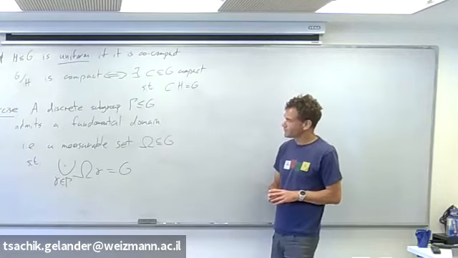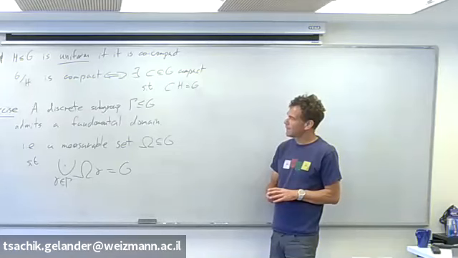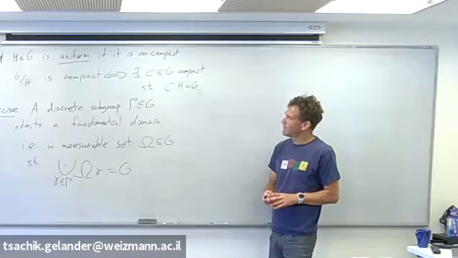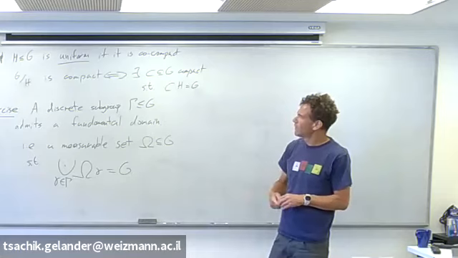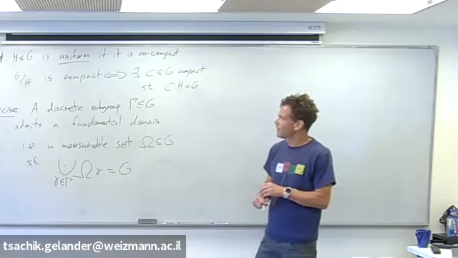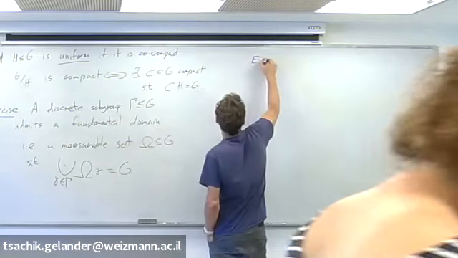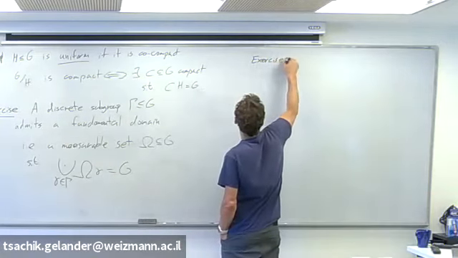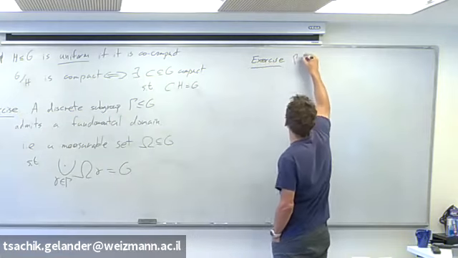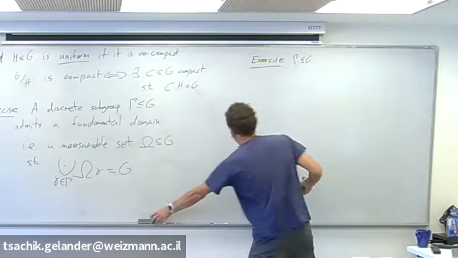Okay, so let me now give another exercise. Gamma in G, a discrete subgroup gamma.